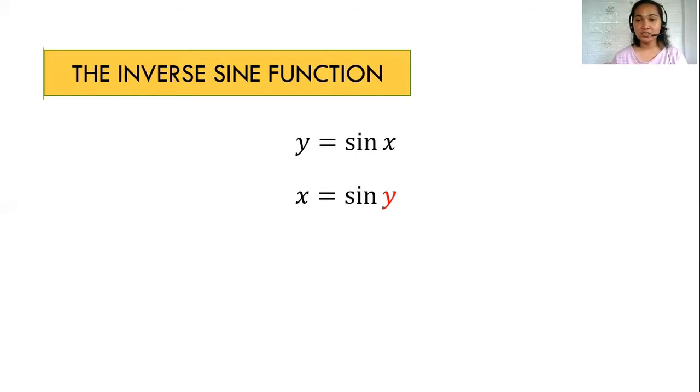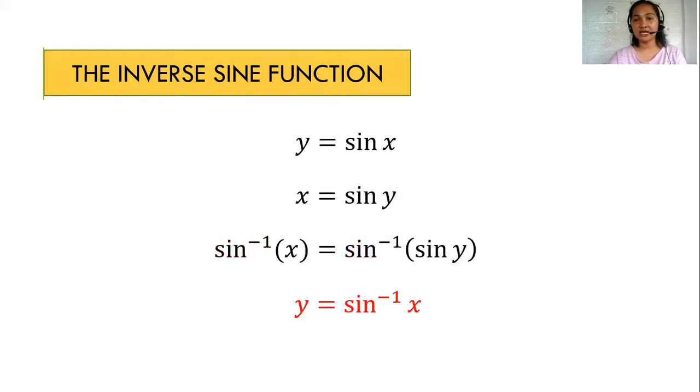For us to solve for the inverse of this function, we need to take the inverse of both sides of this equation. That is, we'll have inverse sine of x is equal to inverse sine of sine y. This will cancel out the sine operating on y. Thus, we get y equals inverse sine x, meaning the inverse of the given sine function is the inverse sine function, which is y equals inverse sine of x.